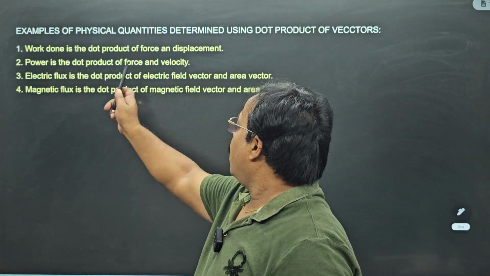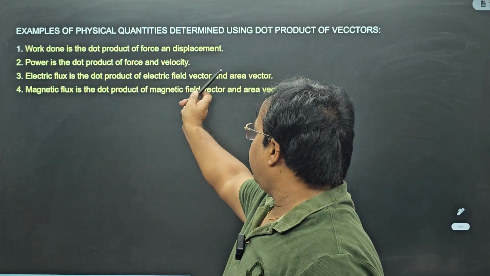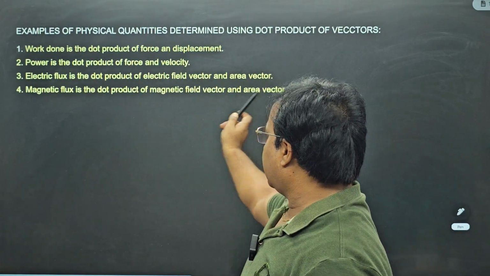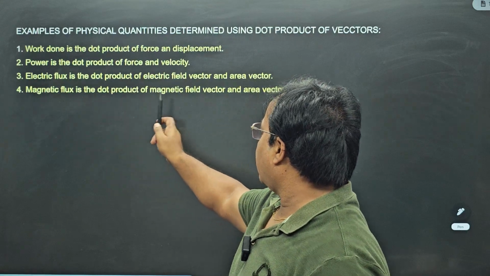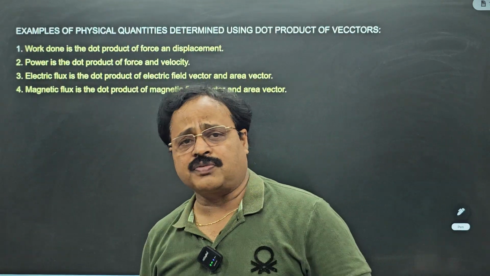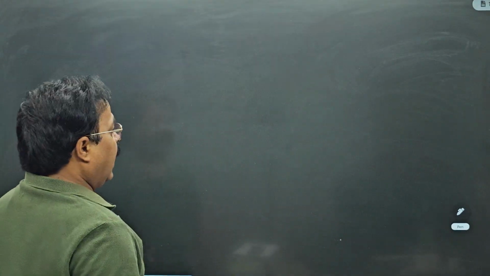Work done is the dot product of force and displacement. Power is the dot product of force and velocity. Electric flux is the dot product of electric field vector and area vector. Magnetic flux is the dot product of magnetic field vector and area vector. This thing you will read. We will read subsequently. Okay, my dear students, and let us see.